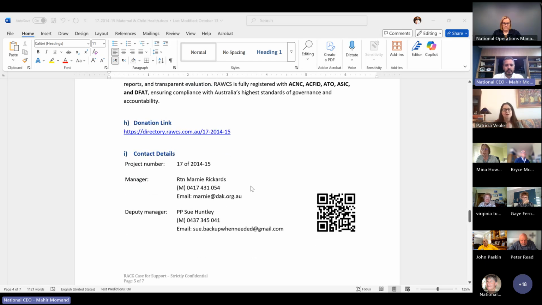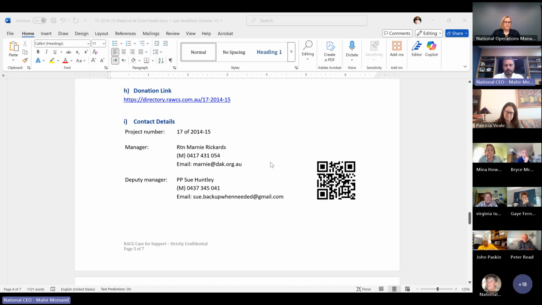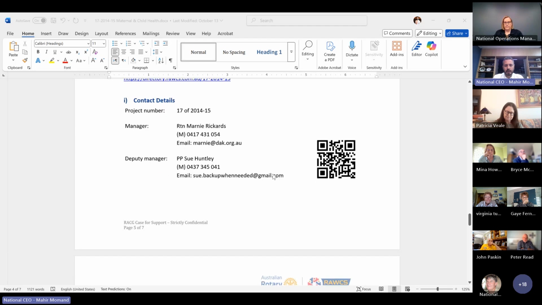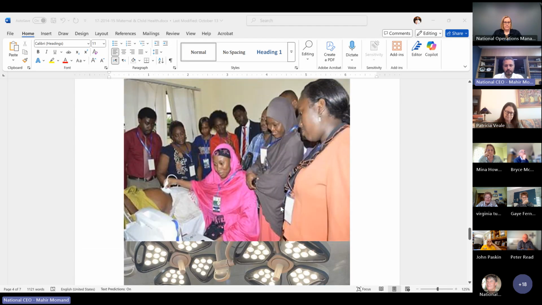And then in this case, we have provided a particular link that people can click easily to take them to this page on our website, so people can make donations. There's a QR code as well. There are contact details of the people who are responsible for this particular project. And then here are some of the photos, right?